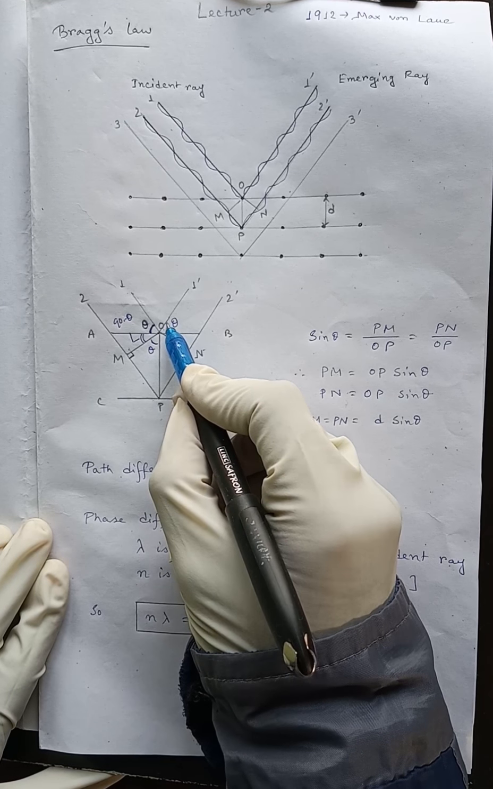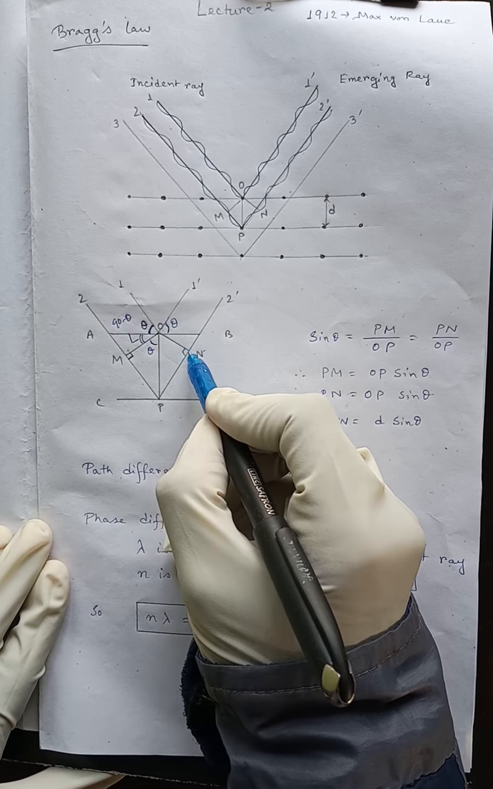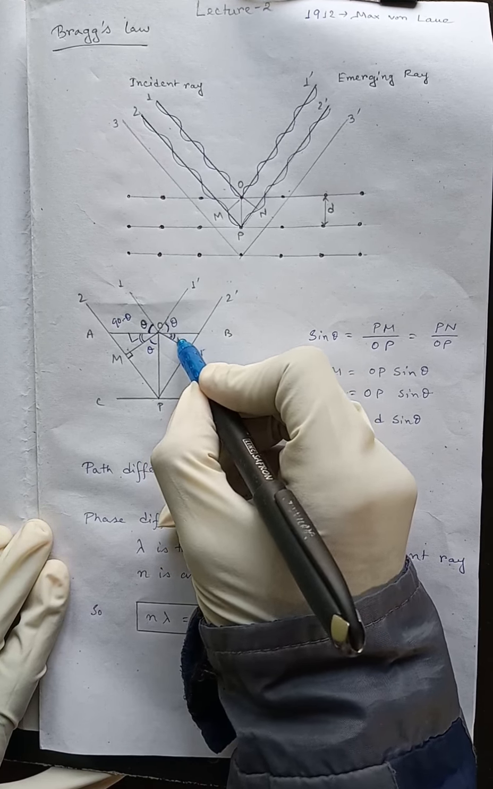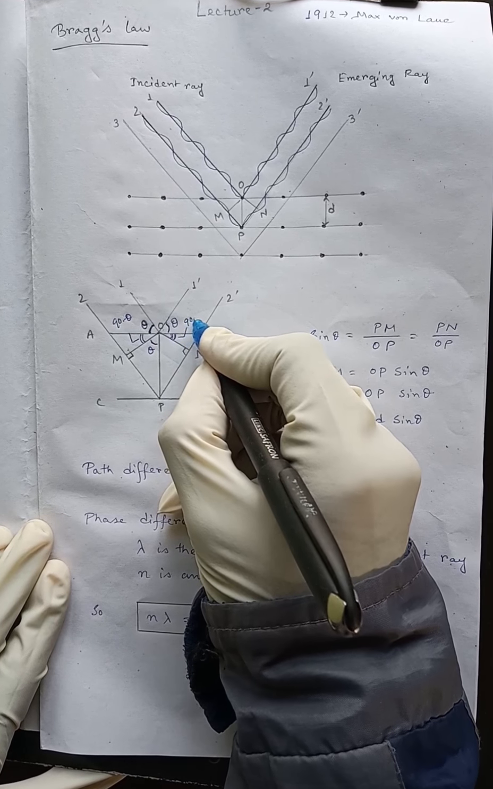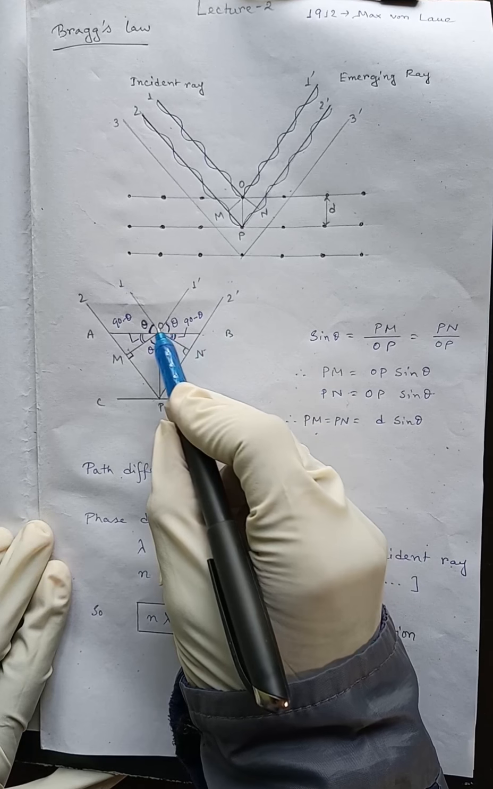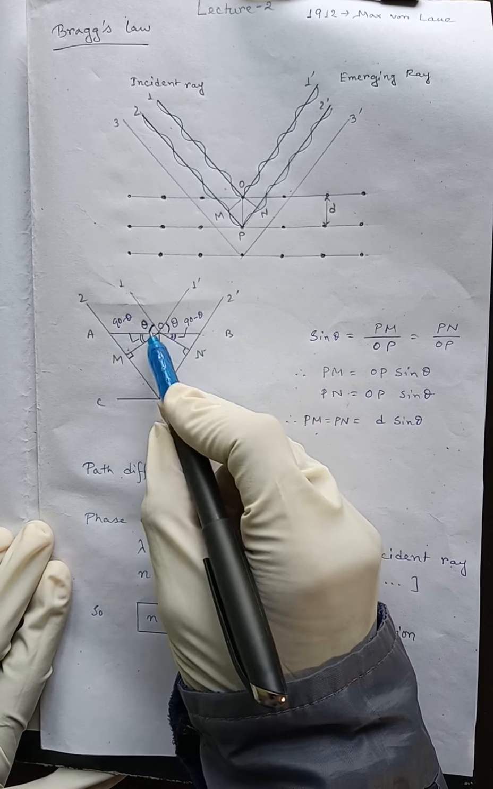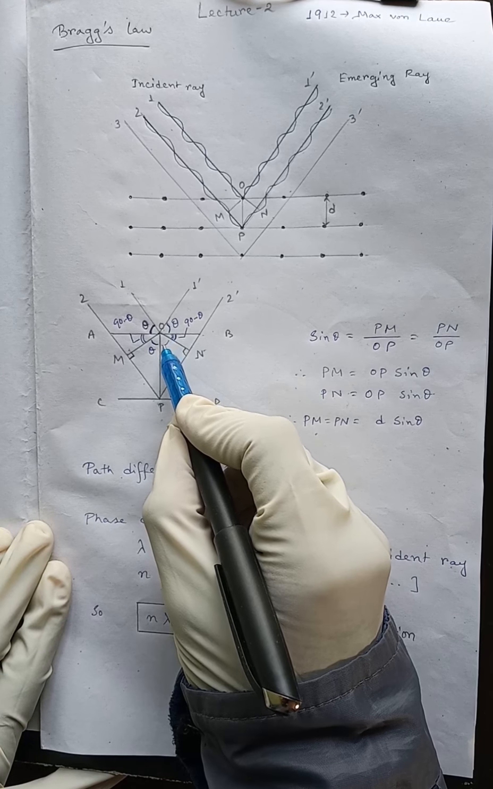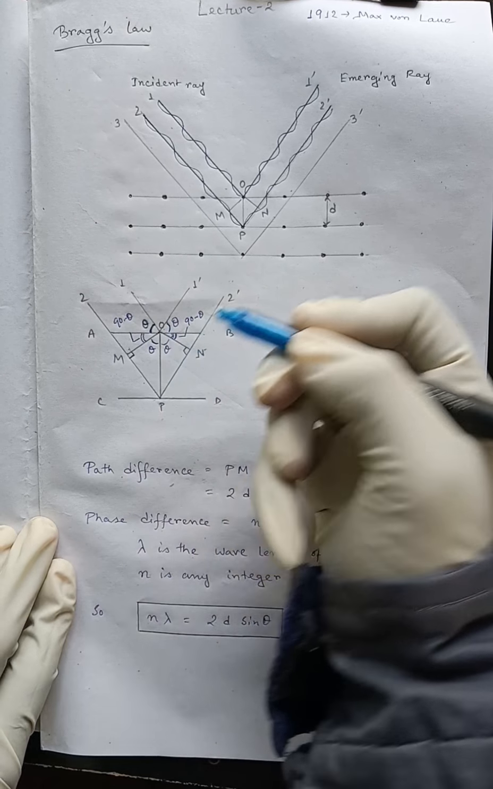Okay, do you understand? Let's see it again. This angle is theta and this is 90 degrees. So this will be how much? This will be 90 minus theta. And again, BOP, this angle is 90 degrees. This is 90 minus theta. So this also will be theta.